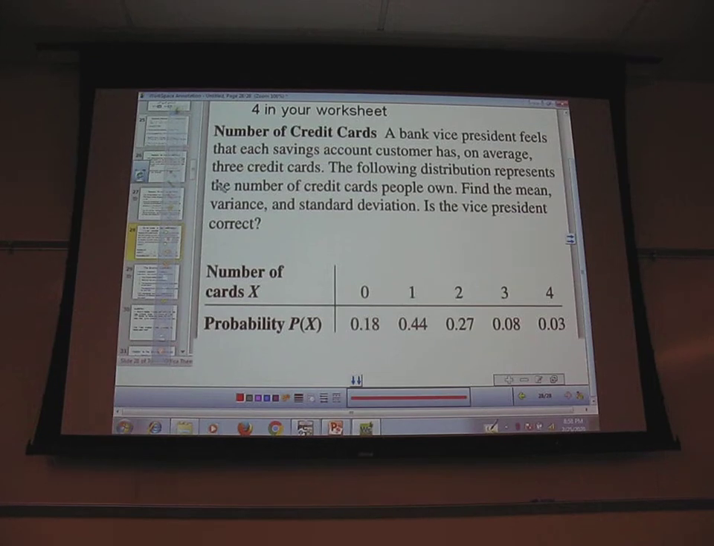Look at this one, guys. So you punch these numbers into your calculator. You put these in list 1. Put these in list 2.